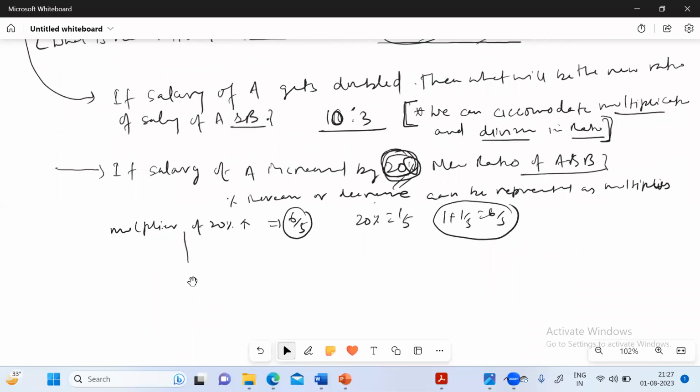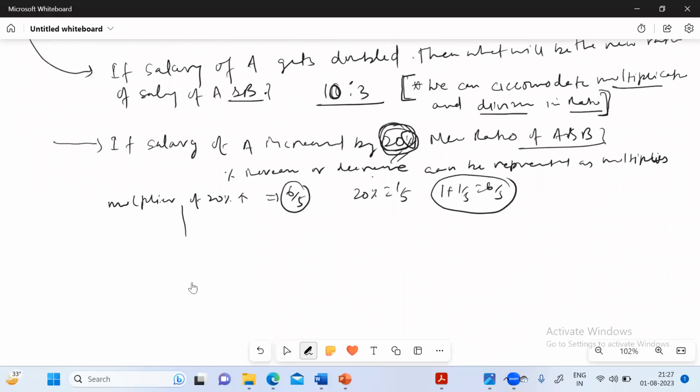Garima, did you understand? The previous ratio of A to B is 5:3. And if you increase A by 20%, you'll get 6:3, and we can represent the same as 2:1, because in general, if a ratio is asked, we represent it in the smallest terms.